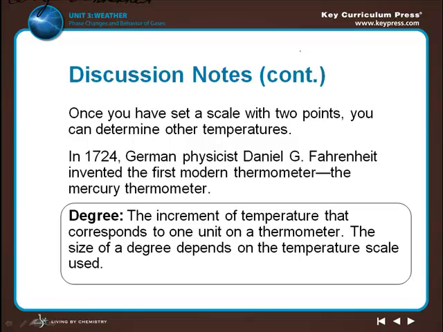Okay? Daniel G. Fahrenheit in 1724 invented the first thermometer. He used mercury as his liquid instead of ethylene glycol. Degree is what is called the increment of temperature that corresponds to 1 unit of temperature. The size of a degree depends on the temperature scale used. So in some temperature scales, the degree is a larger amount than others. But all of the measurement scales are proportional to one another.